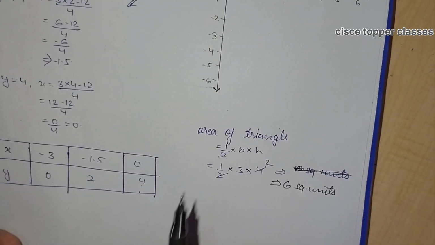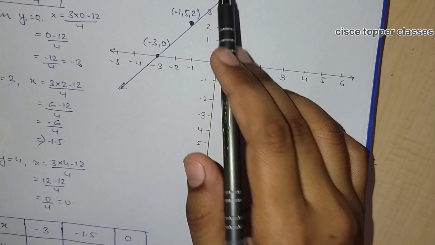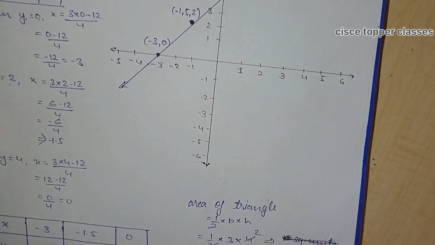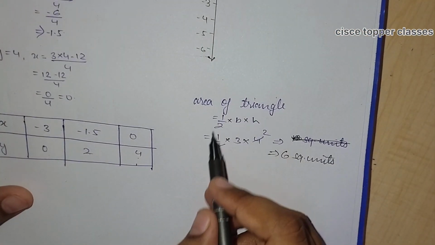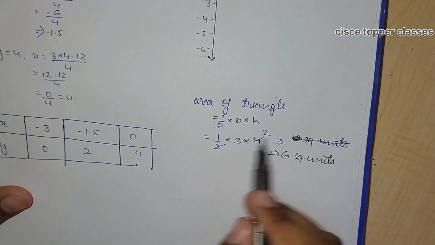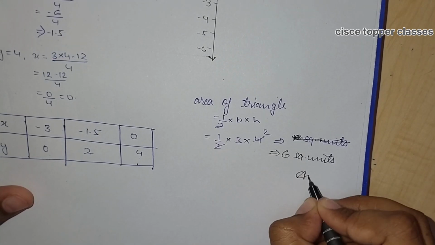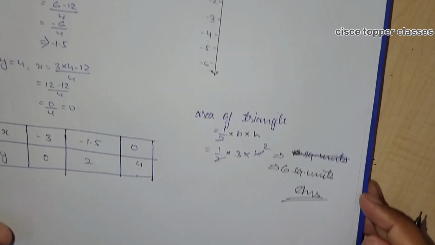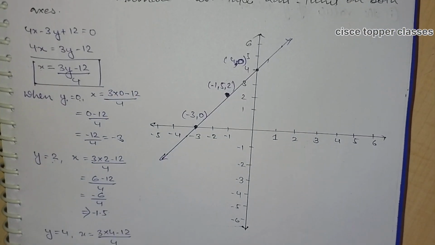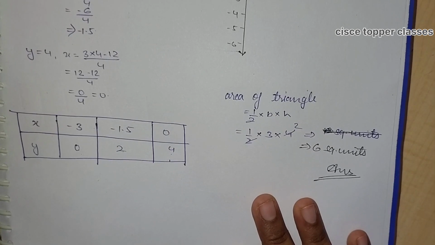And now we have to find the area of this triangle formed by this line. So here we have base as 3 units and height as 4 units. So in the area of the triangle, we will put the value 1 by 2 into 3 into 4. So here we will get 6 square units as the final answer in this question. So this is the final solution of question number 4.